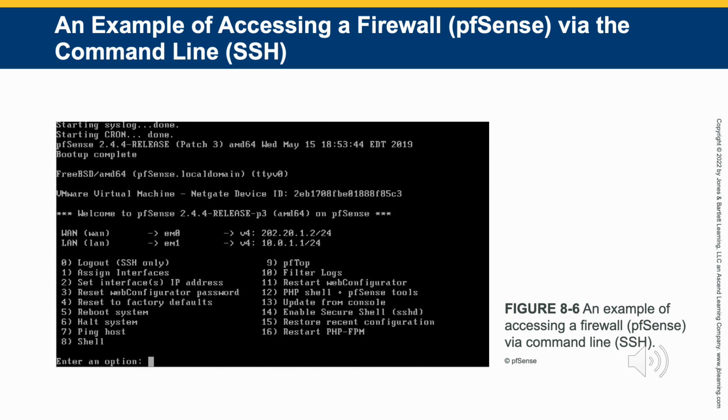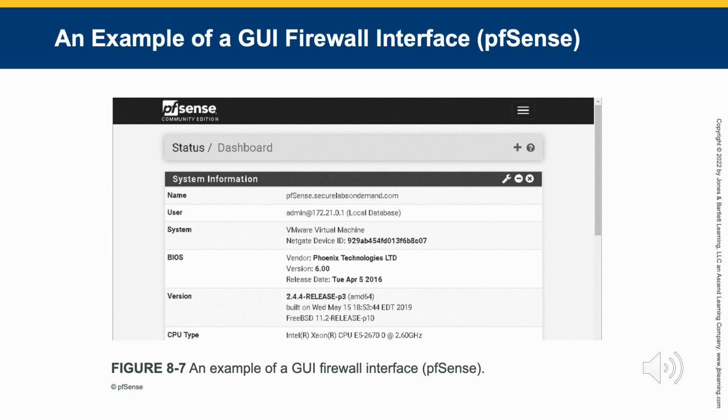In this example, we can see that we've accessed a firewall, which is the pfSense firewall, via the command line using SSH. Once we've successfully logged in, we can have access. We can see the options that we have. In this example, we see a GUI, or graphical user interface, to manage the firewall.